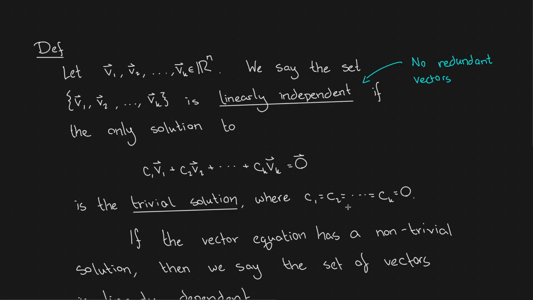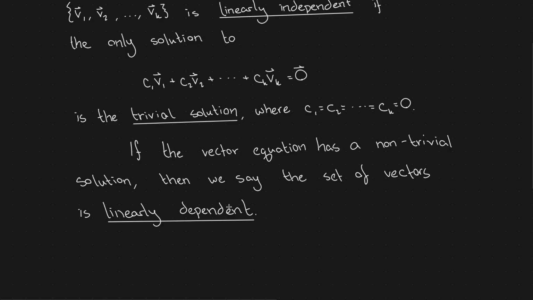On the other hand, if we do have a non-trivial solution, then we say the set of vectors is linearly dependent, and that means the set does have a redundant vector. There's a vector that, if we take it out, doesn't change the span at all. We would still span the whole space.